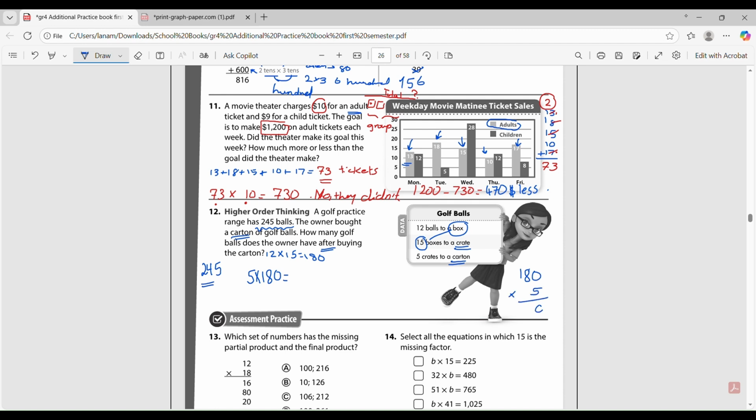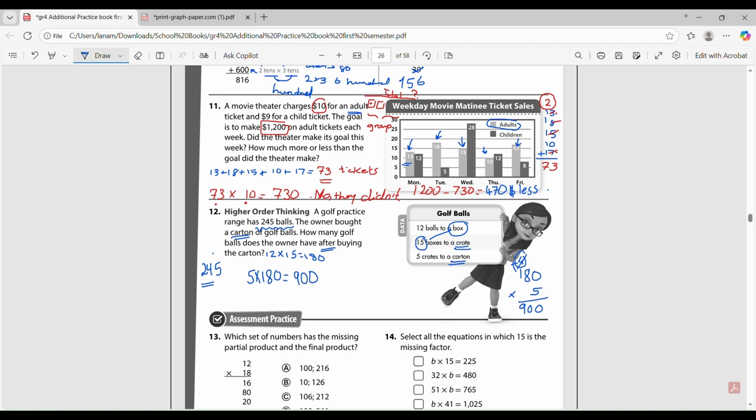5 times 0 is 0. 5 times 8 is 40. I'll put the 4 up and the 0 down. 5 times 1 is 5 plus 4 is 9. So I have 900 balls in the carton, in 5 crates, in the carton.